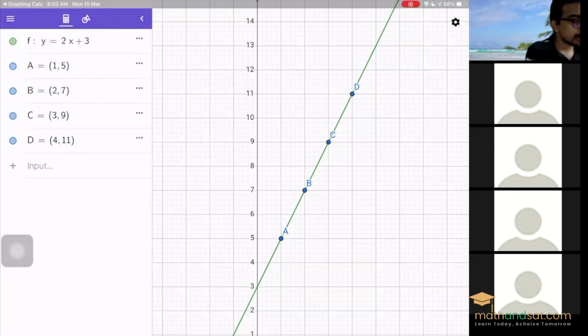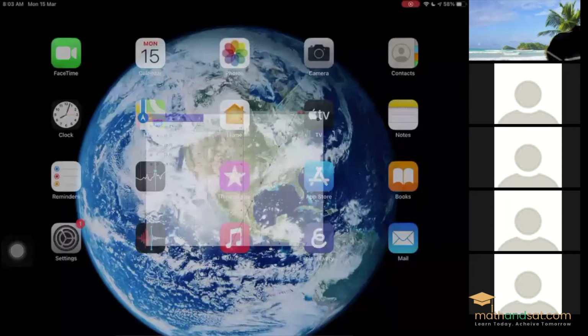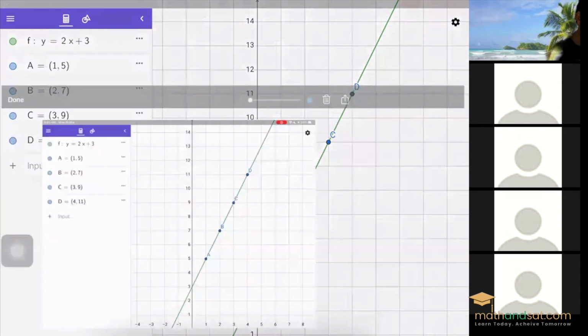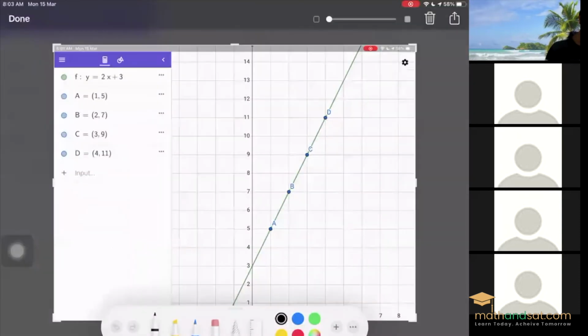Now see this in the graph. The change here is 1. Correspondingly, the change here is 2. The change here is 1. Correspondingly, the change here is 2. The change here is 1. The change here is 2.